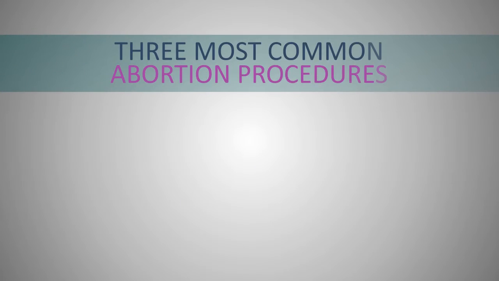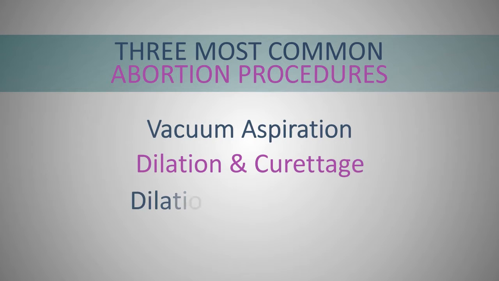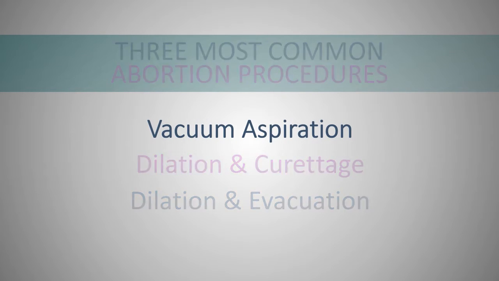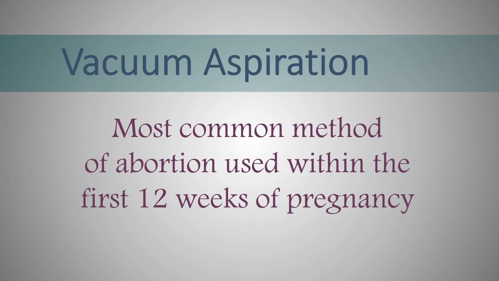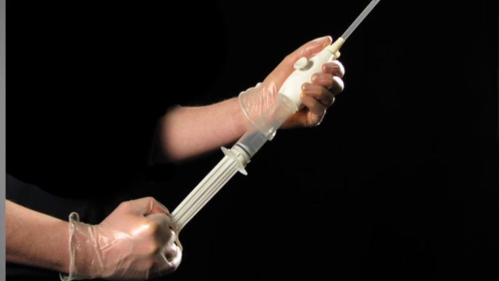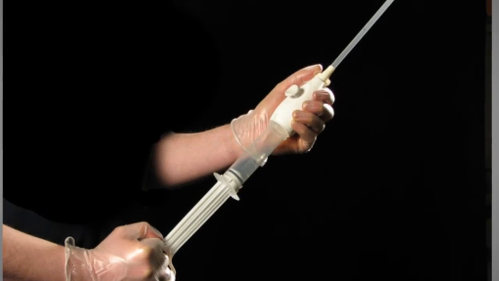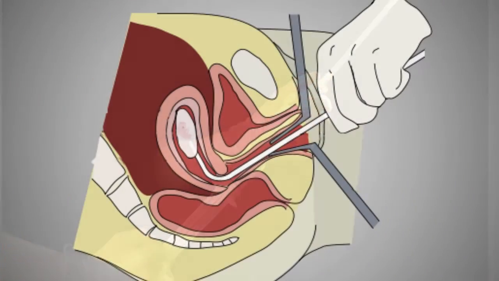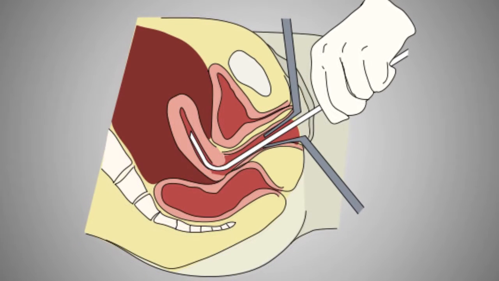The three most common abortion procedures are vacuum aspiration, dilation and curettage, and dilation and evacuation. In the United States, vacuum aspiration is the most common method of abortion used within the first 12 weeks of pregnancy. There are two types of vacuum aspirations available. A manual vacuum aspiration is operated manually using a handheld syringe attached to a long, thin tube. Specialists insert the thin tube through the cervix into the uterus and then suction the tissue out of the uterus.